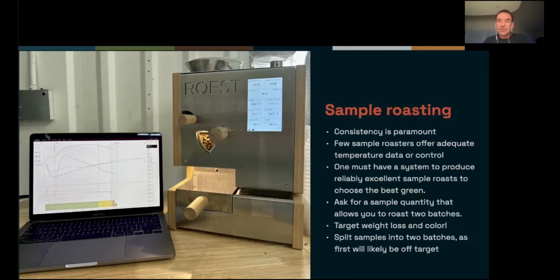When it comes to sample roasting, there's a lot of sample roasters out there. There's a lot of ways to get good sample roasts. Oftentimes you'll be roasting coffees that you're not familiar with, that you've never roasted before.